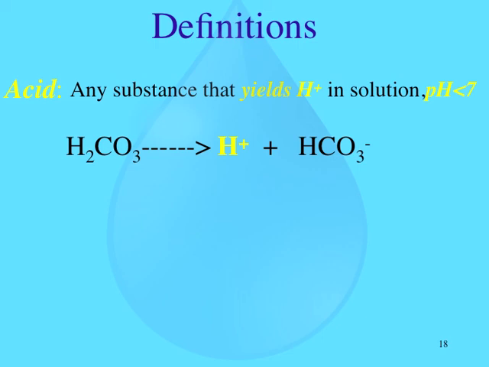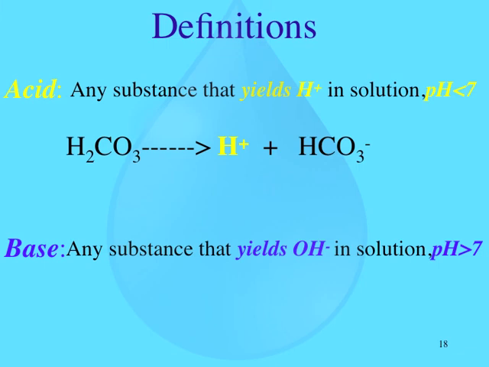So if you didn't even know what this was, and you saw yields H+, you automatically know that it's an acid. A base is any substance that yields hydroxide ions, or the OH- ions, in a solution, and it has a pH of greater than 7. An example of that is sodium hydroxide, which is used as an industrial cleaner, yields sodium ions and hydroxide ions. Again, you could not even know what these are. You look at this, you see hydroxide ions are produced, so I know that it has to be a base.